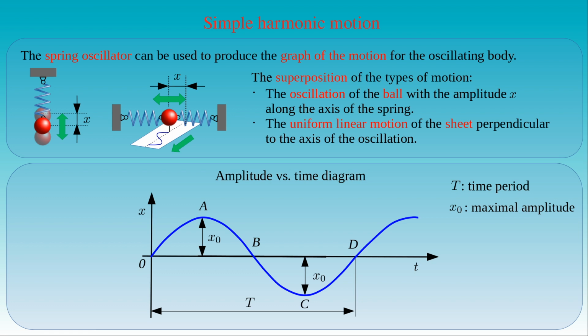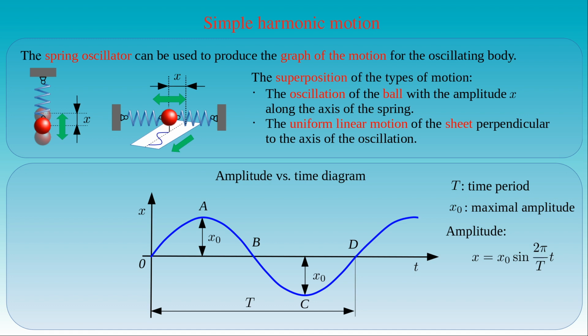Since the sine function has a period of 2 pi, the amplitude x is given by x0 times the sine of the ratio of 2 pi times the time t to the period of the oscillation. This equation describes the simple harmonic or sinusoidal motion. We will give the following interpretation of the harmonic motion.